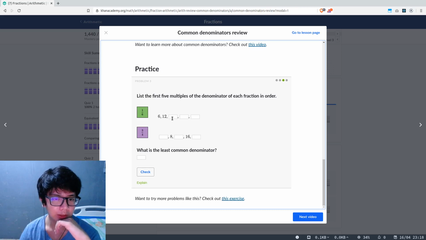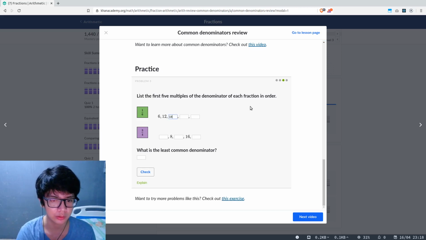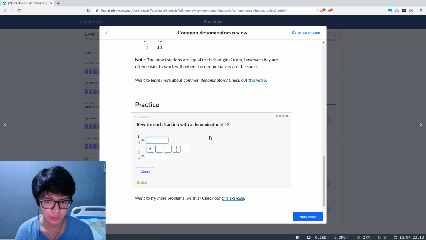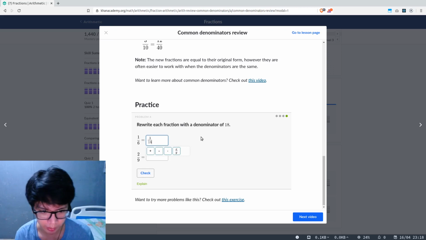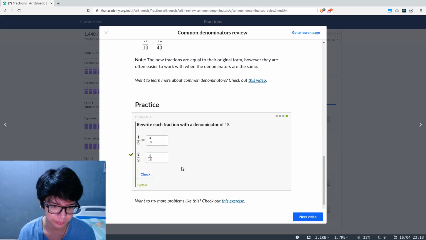List the first 5 multiples of the denominator of each fraction in order. 4, 12, 10. What's the least common denominator? 12. Rewrite each fraction with denominator 18. Okay, it's going to be 3 and 18. The 4, 18. Check.